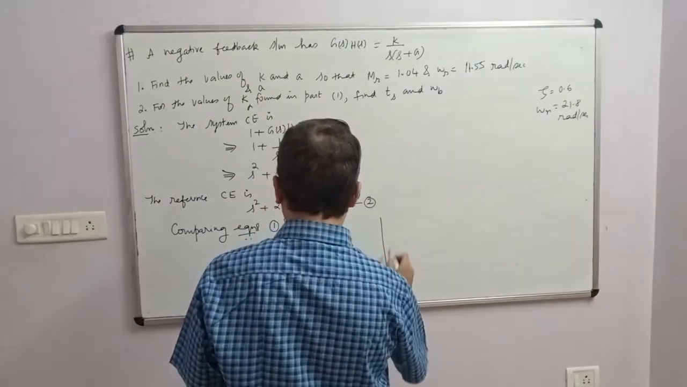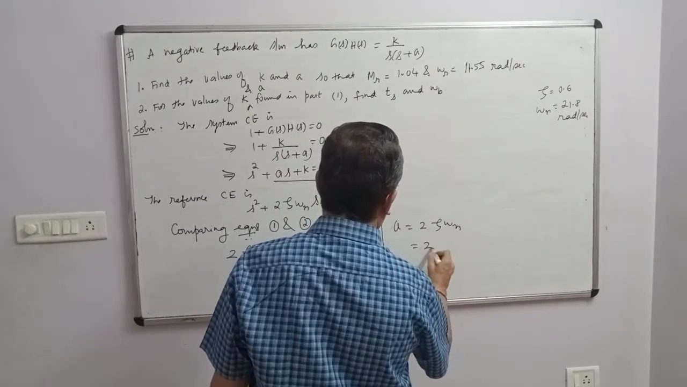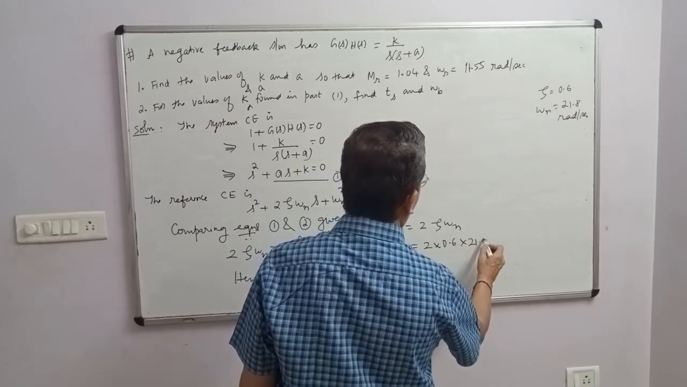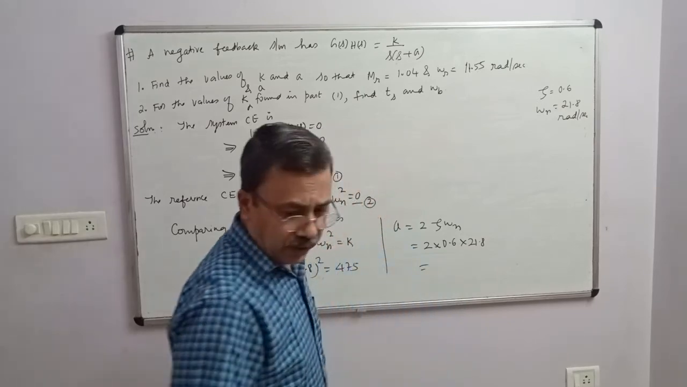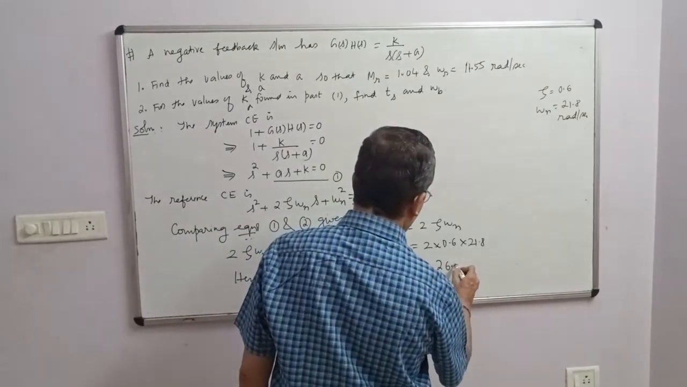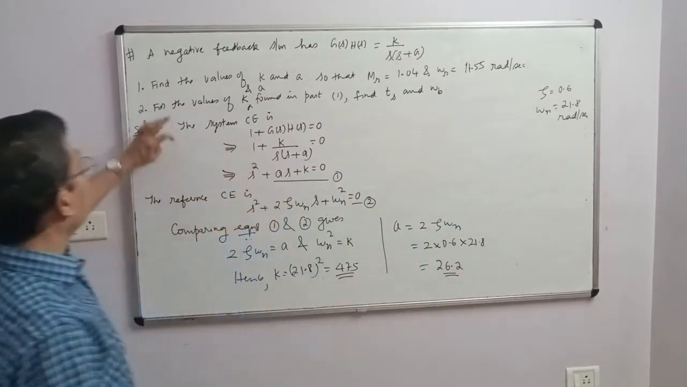And what is A? A is equal to 2 times zeta into omega n. 2 times zeta. Zeta is 0.6. Omega n is what? 21.8. So if you calculate the value of A, you get 26.2. Please check the answers. So first part of the problem is solved.